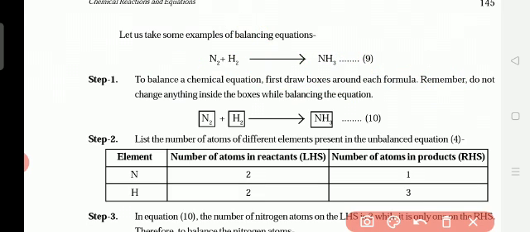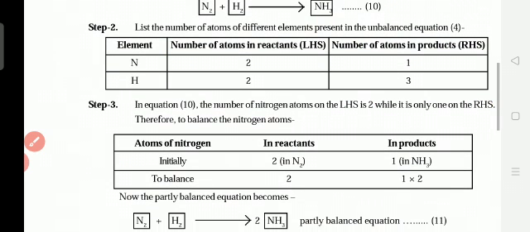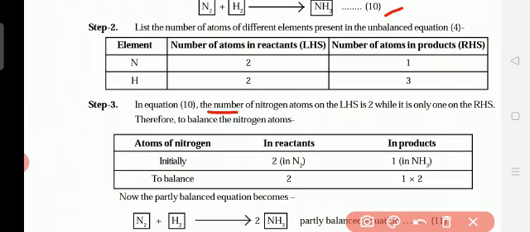So first step, we draw the box. The second step, the elements are nitrogen and hydrogen. Number of atoms in the reactants, the left hand side: how many nitrogen? 2 are there, and hydrogen 2 are there. But number of atoms in the product, the right hand side: nitrogen 1 is there, but hydrogen 3 is there. So it is not correct. So what do we have to do? This is equation 10. The number of nitrogen atoms on the left hand side is 2, while on the right hand side only 1 is there. Both are not equal.